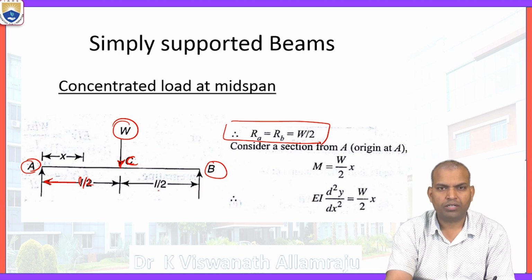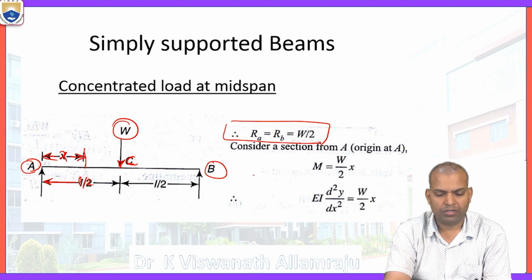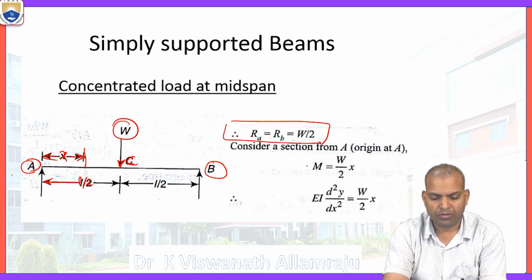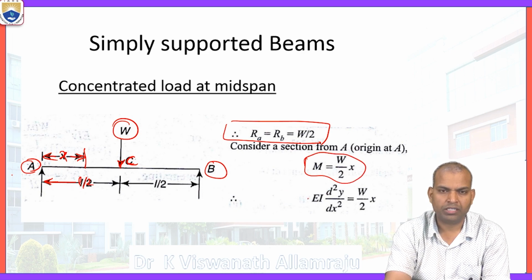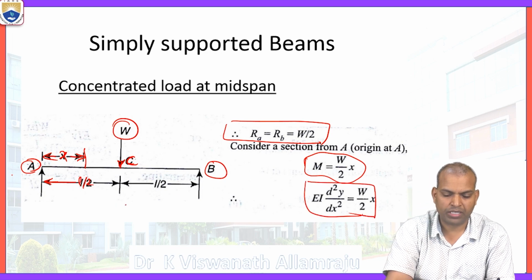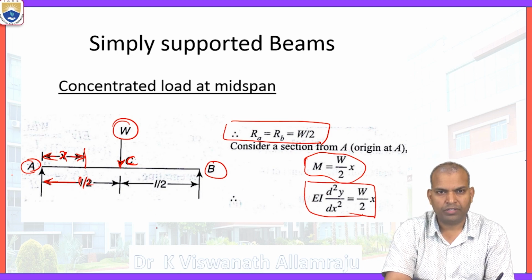Now, consider a section. We want the moment at a section at a distance of x from the left support A. The origin is at A. Then M equals W/2 times x. Now equate this M equation with the governing differential equation of the beam, that is EI times d squared y by dx squared equals W/2 times x. If we integrate once, we get the slope. And if we integrate the slope equation, we get the deflection of the beam at a distance of x.